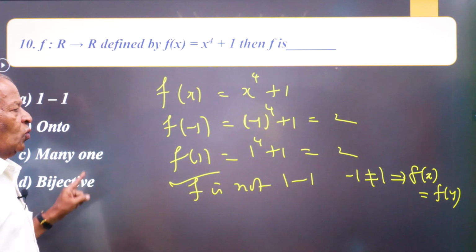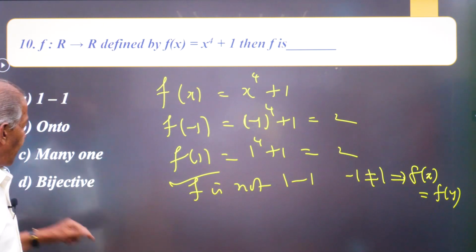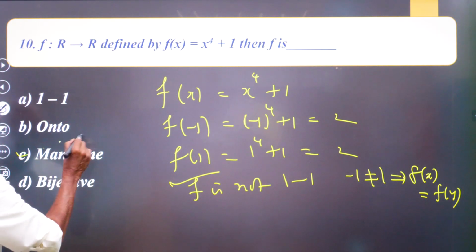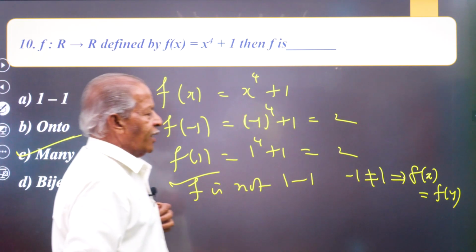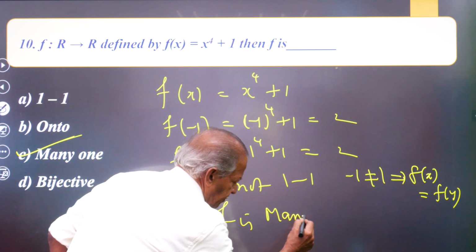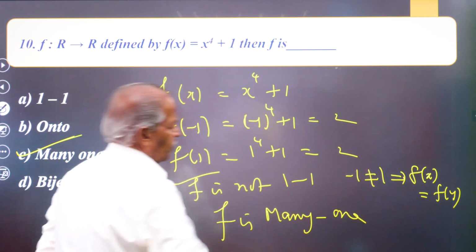Bijective means both 1-1 and onto. Whenever 1-1 fails, D is removed, bijective is also removed, and onto is also removed. That is, C is the only correct answer. Many-one is the correct answer. The function f is many-one. The function is many-one.